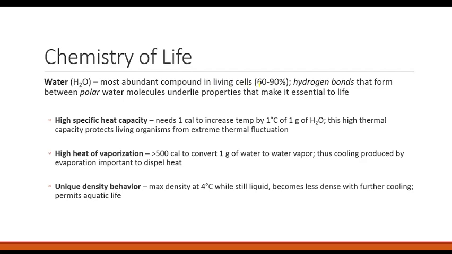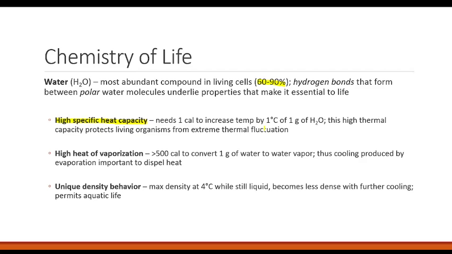water is the most abundant compound in living cells, making up 60 to 90% of volume, and it has several properties that make it conducive to life. Aside from being an excellent solvent, water has a high specific heat capacity, meaning it requires at least 1 calorie to increase temperature by 1 degree Celsius. And this is important because water is able to moderate environmental conditions.